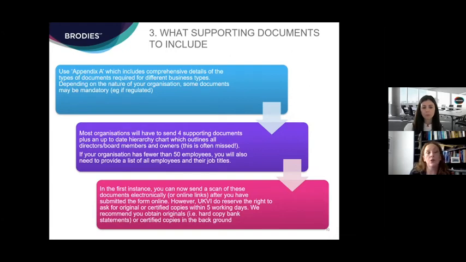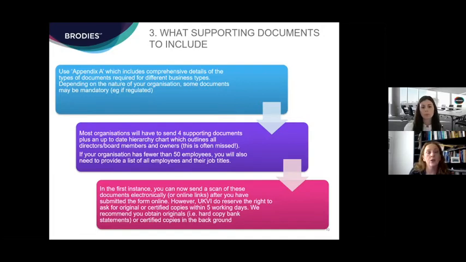But generally most organisations will submit 4 documents and an up-to-date hierarchy chart, which needs to outline details of your directors and board members, and also details of the ownership of the company. If your organisation's got less than 50 people, that chart also has to show the names of, or the lists of all employees and their job titles. So it's quite a detailed hierarchy chart that needs to get submitted.